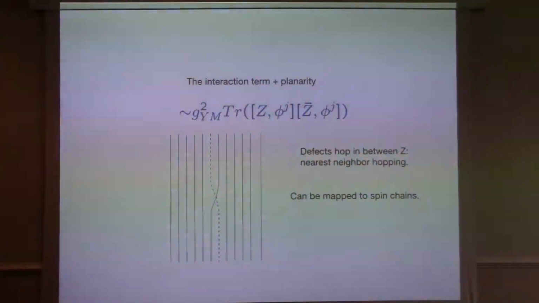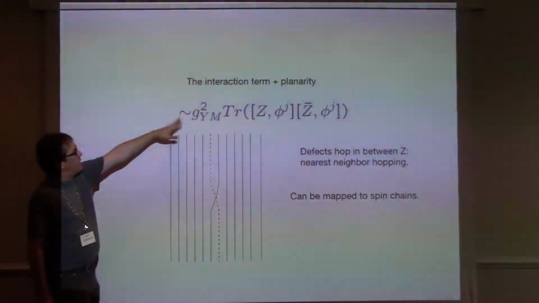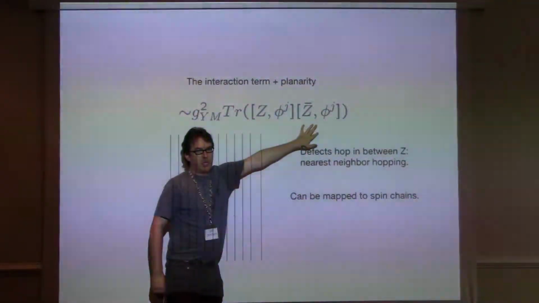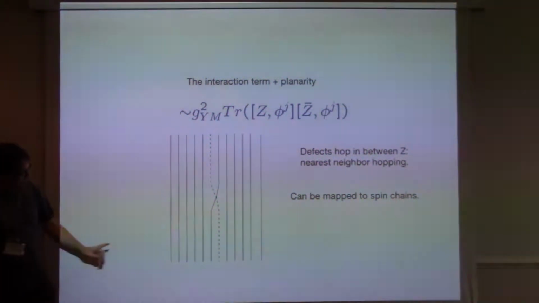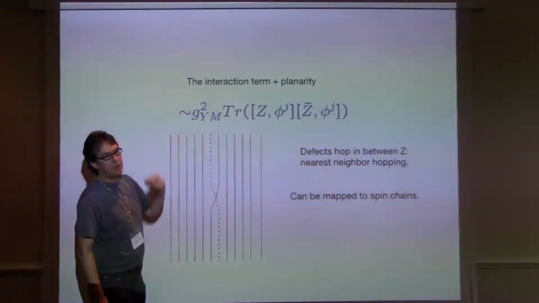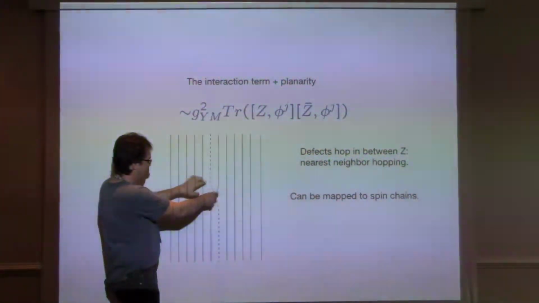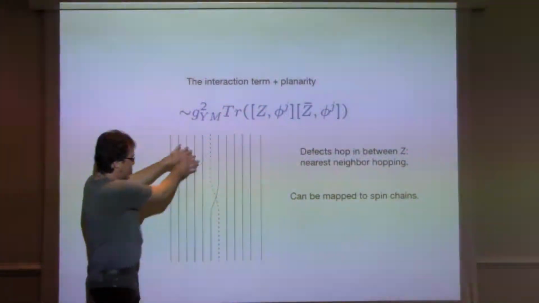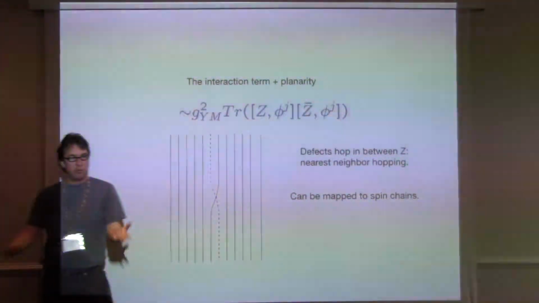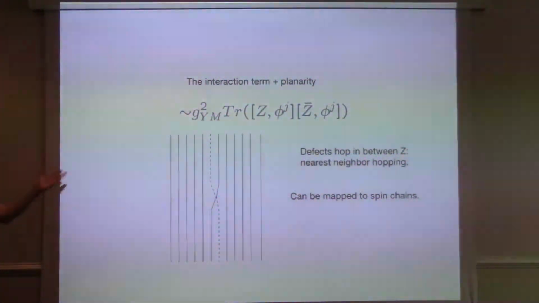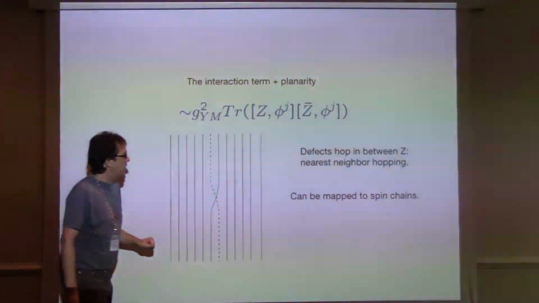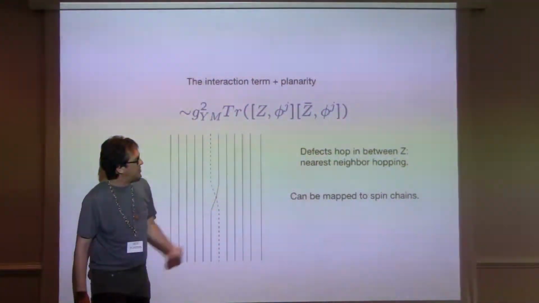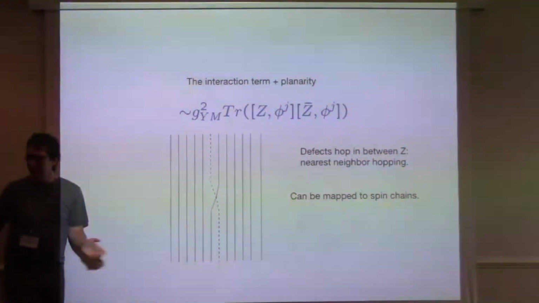So if you include the interaction term plus planarity, there's this kind of commutator that shows up. That's the scalar interaction. And that lets you take one of these defects and hop it past one of the Z's. But if you try to do multiple hoppings, you find that you're jumping over lines and that's non-planar. So it's nearest neighbor stuff. And then there's only four of these that you have around. So you can think of these as defects that can hop between the Z's, so it's nearest neighbor hopping.